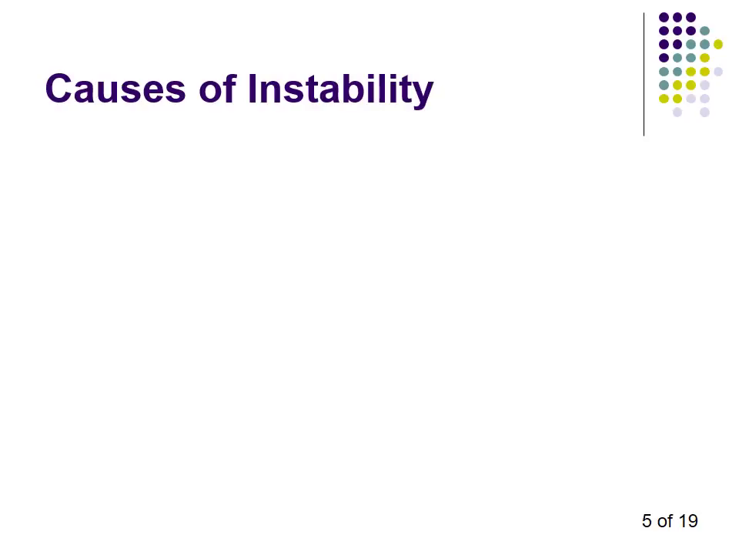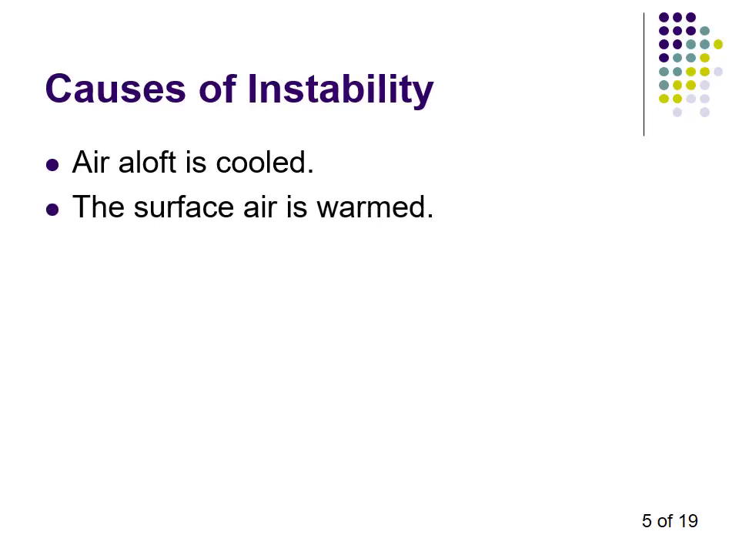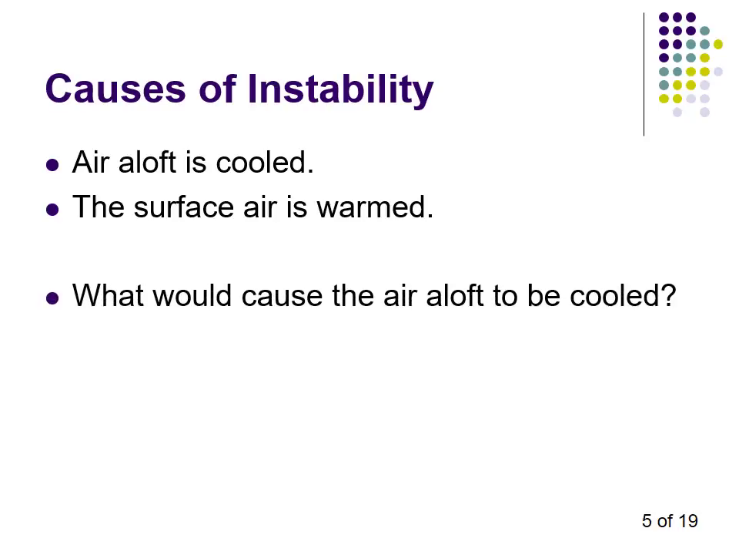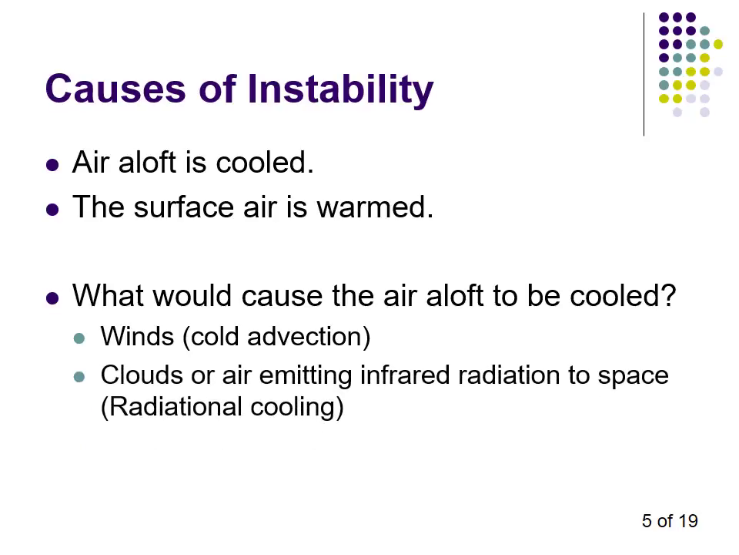Okay, how can we cause instabilities? Number 1, air aloft is cooled. Number 2, the surface air is warmed. Either one of these will cause instabilities. So let's think about this. How could we cool the air aloft? Well, we could use winds to bring in cold air, or the clouds or air emit infrared radiation to space, and we call this radiational cooling.